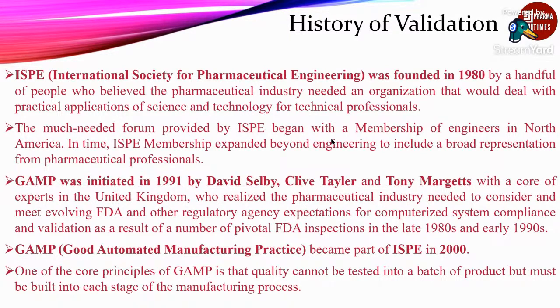So during the 1980s and 1990s, GAMP and ISPE were focusing on validation and well-established systems for the pharma industry. Afterwards, GAMP and ISPE combined because they were on the same platform, and they were moving forward to validate the system. So GAMP became a part of ISPE in 2000.